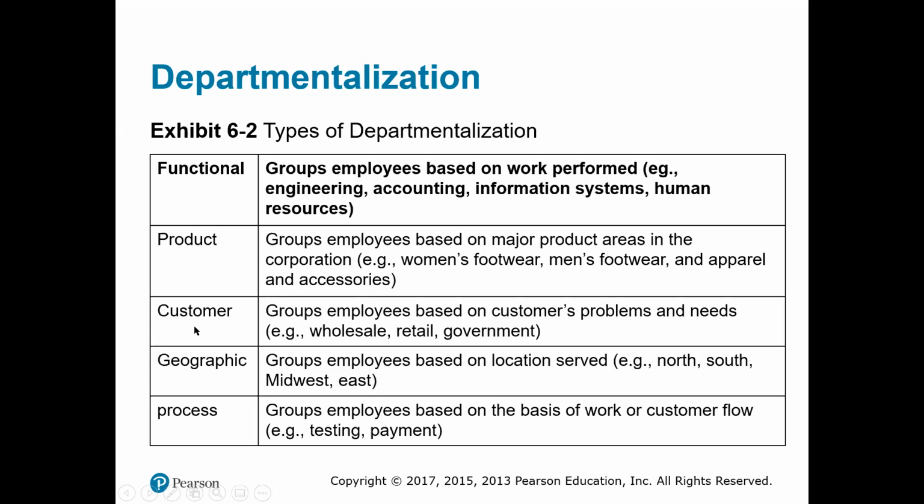Then the next departmentalization can be based on type of customer. I explained this. Your wholesale customers are different, retail customers are different, and government customers. Their demands and processes and procedures are very different. So you might have a separate department for wholesale, a separate department for retail, and a separate department to handle your government customers or clients.